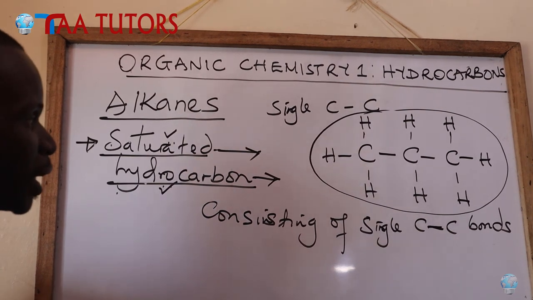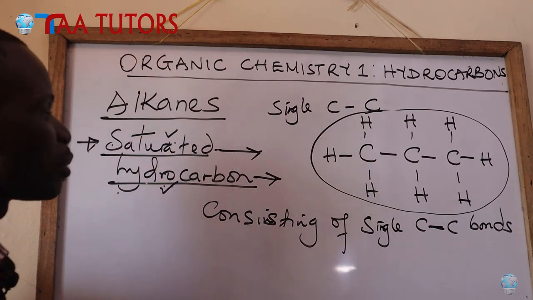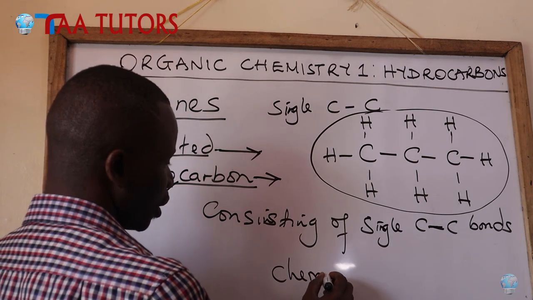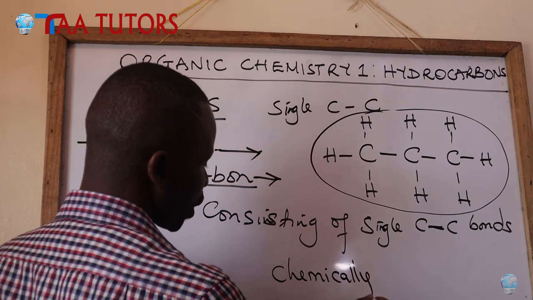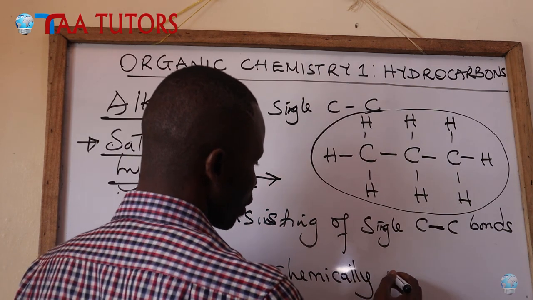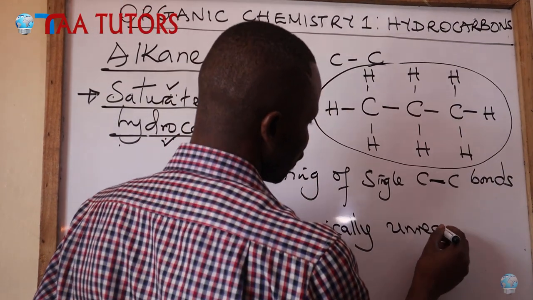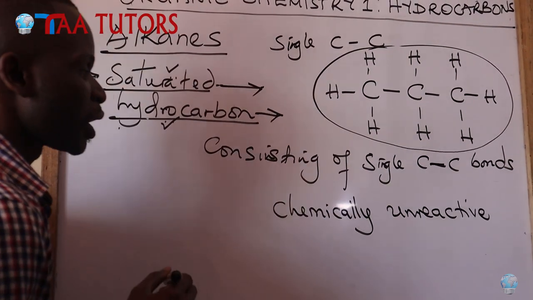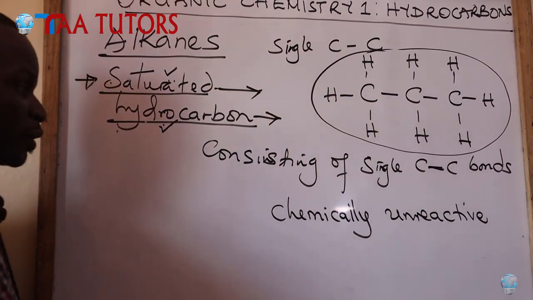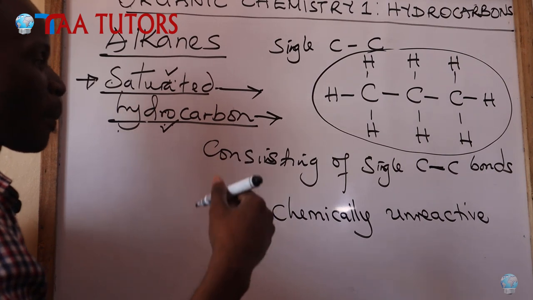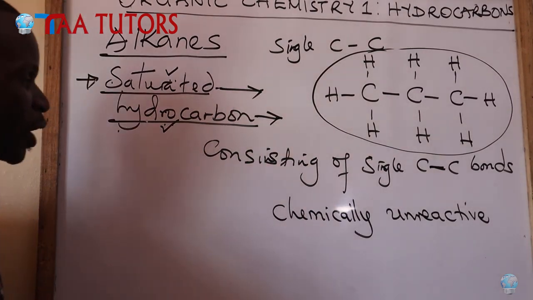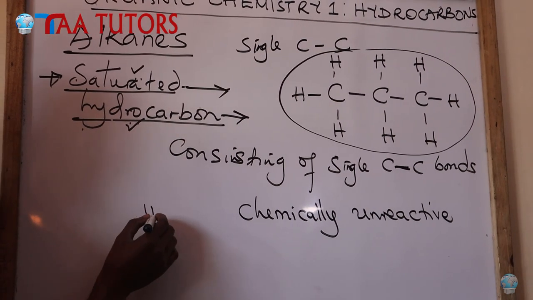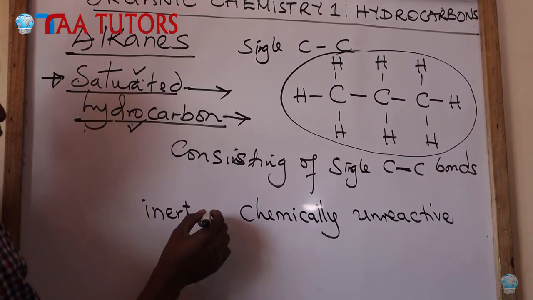What do we mean by relatively inert? Something inert means chemically unreactive. If someone asks you to explain what is meant by inert, it means chemically unreactive. So alkanes are relatively inert. I'm saying relatively inert, meaning they are not completely unreactive, but they are unreactive compared to others. If we compare them to alkenes and alkynes, they are fairly unreactive. So this is what we call chemically inert.